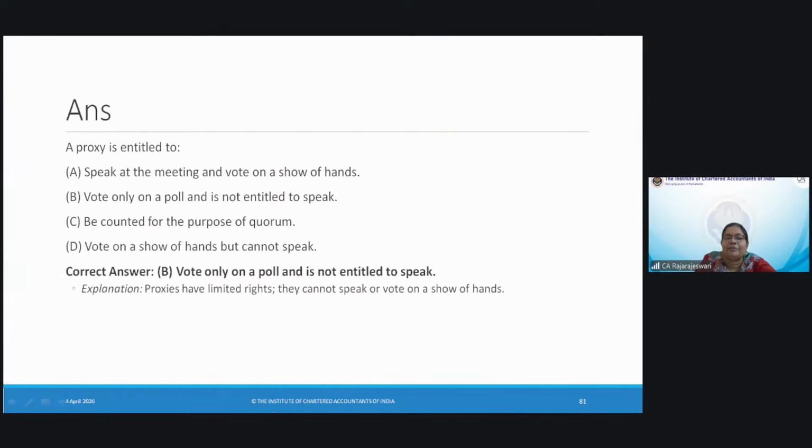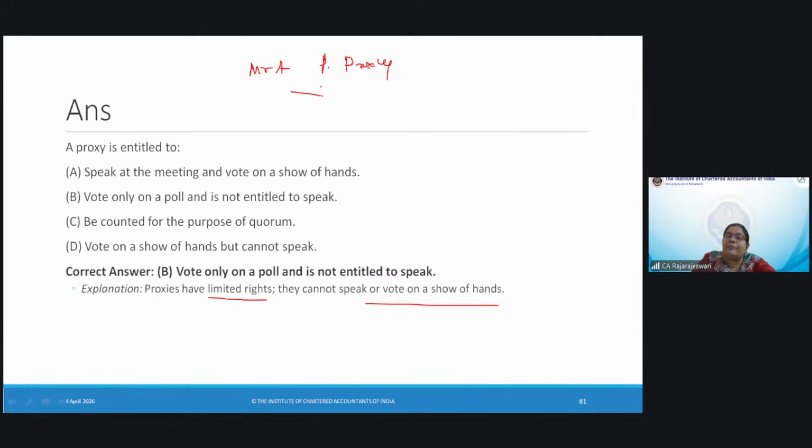So it is only B, because proxies have limited rights. They cannot speak or vote on a show of hands. See, the rule with proxy is that Mr. A has appointed Mr. P as the proxy.